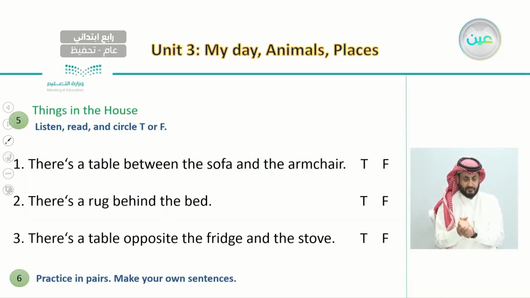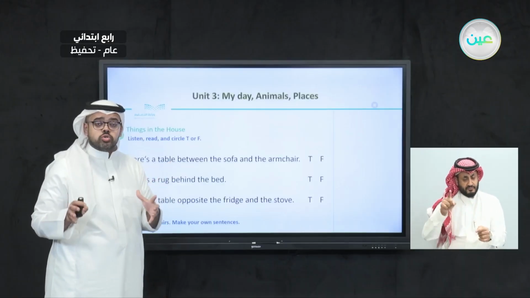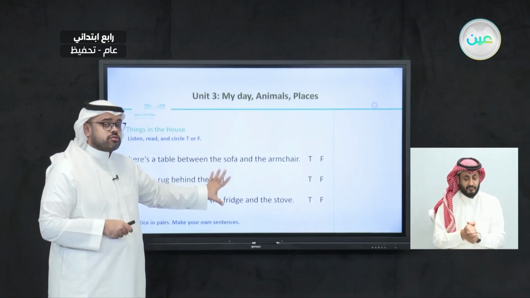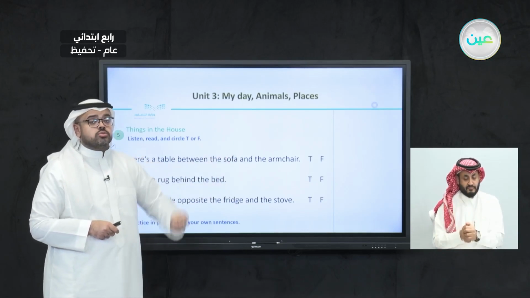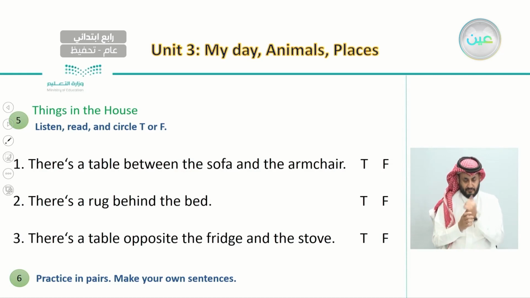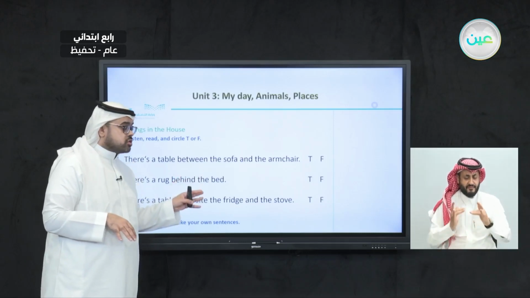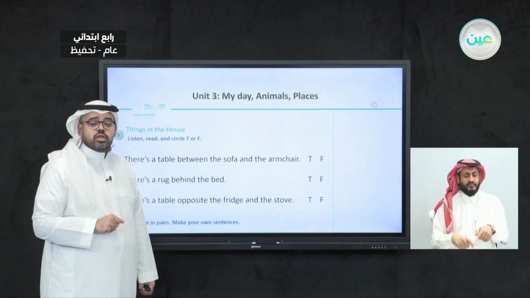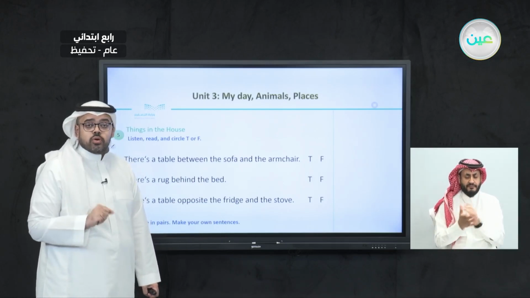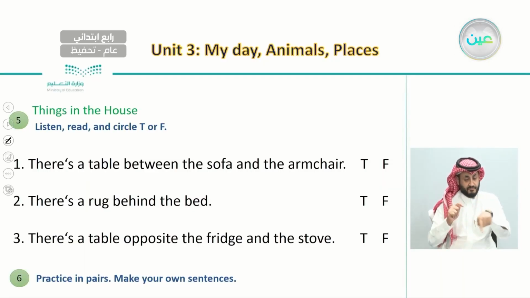So also we do have a picture, as you can see in your book, and here we need to read these sentences and try to write down. If the description is right, we're going to circle T. If it's not, we're going to circle F. So let's listen to the first one. So have a look at the picture in front of you and tell me, there is a table between the sofa and armchair. If there is, we should circle T. If there is not, we should circle F. So what do you think? Of course there is. So here we need to circle T. Here we need to circle T.